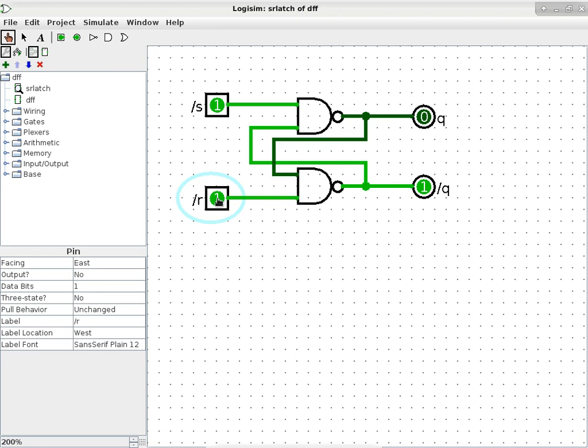But when you look at this configuration, it's the same input configuration, yet the output configuration is different from last time.